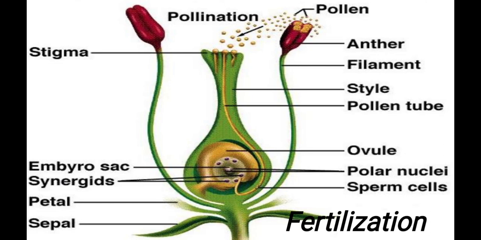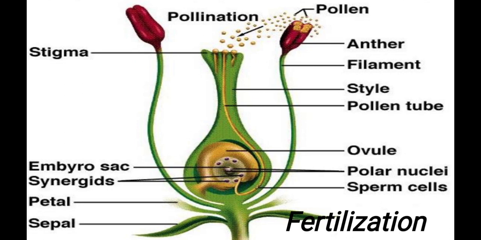Fertilization. After pollination, the pollen grains germinate on the stigma of the flower. The pollen tube is formed through which the male gametes enter the ovary and fuse with the eggs in the ovules. This process is referred to as fertilization.